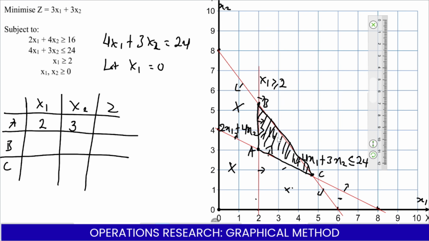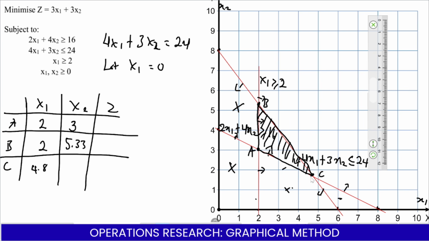Let's do the same for this point B. The x1 value is 2. The x2 value you can see is above 5, but it's not up to 6. Our graph is not drawn to scale, but when you use a standard graph, you should have something around 5.33. And for point C, you can see it's more than 4. It's almost 5, but it's not 5. So that will give us 4.8.